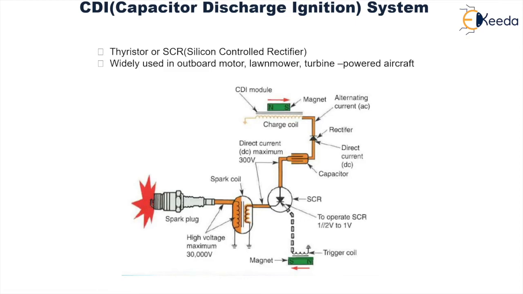As a result of this, a higher voltage in the range of 30,000 volt is generated in the secondary of the coil, which is connected with the spark plug. And this SCR is operated by a trigger coil, which is again based on the principle of magnets. Then another one is the distributorless ignition system.